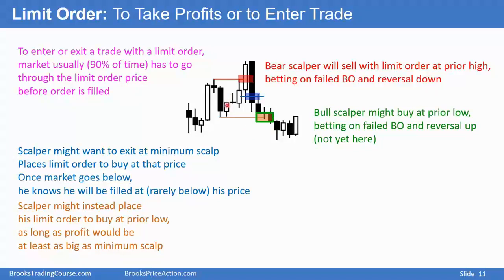A bull might say, okay, we went down, up and down and up and down. It's probably a trading range, and therefore the breakout below this low will fail. A bull experienced trader might place a limit order to buy at that low. He will go long at that low, and if the market fell a little bit below his entry price, he would get filled. And it did on this bar, although it's hard to see. The low of this bar is slightly below that gold line at the low over here.